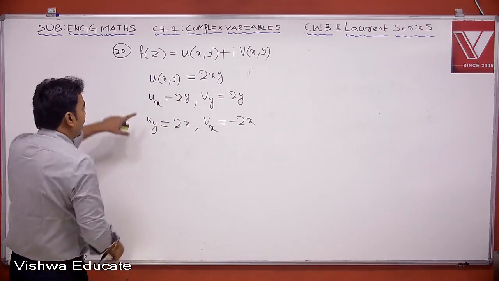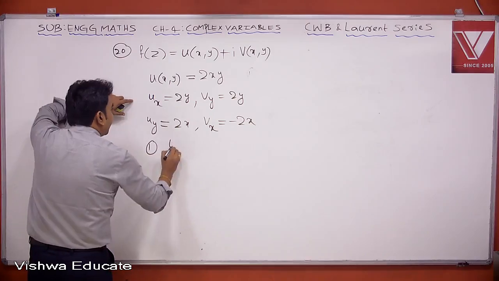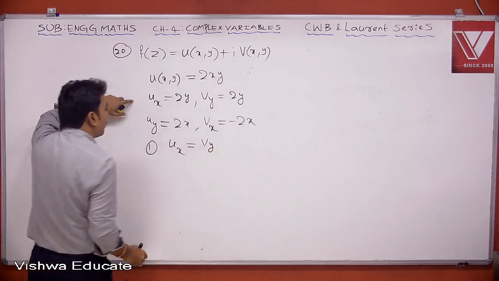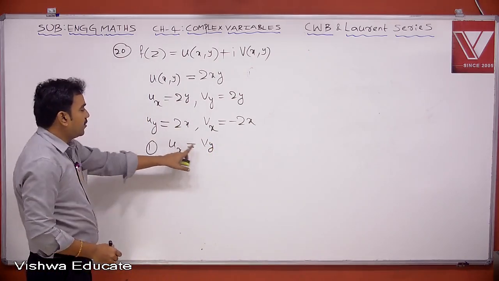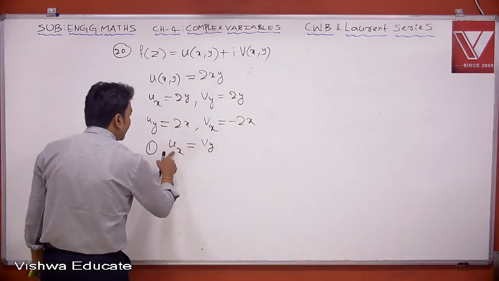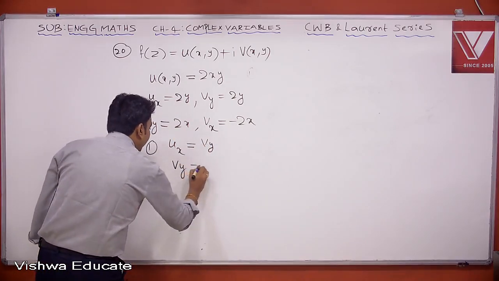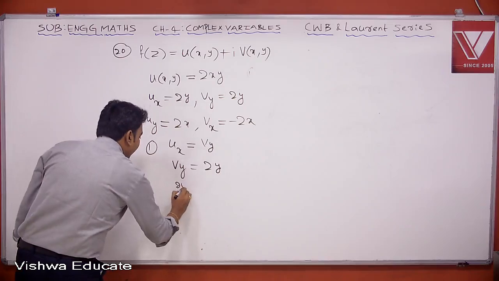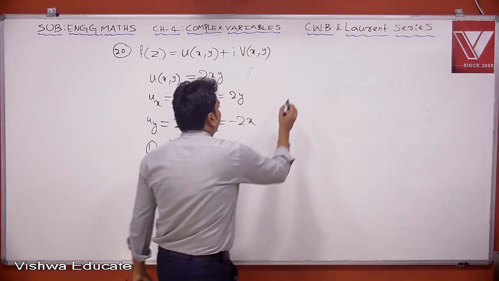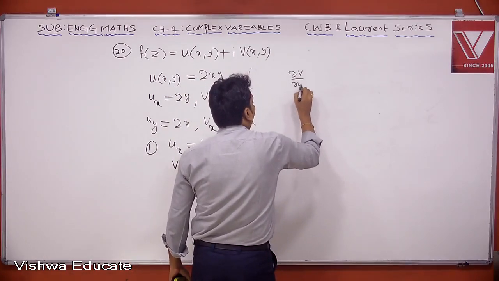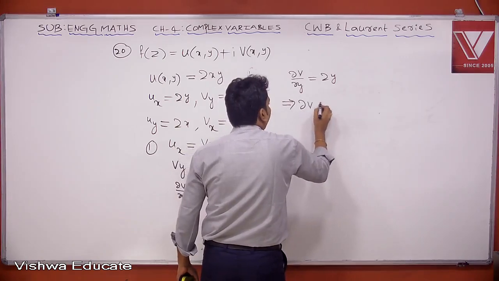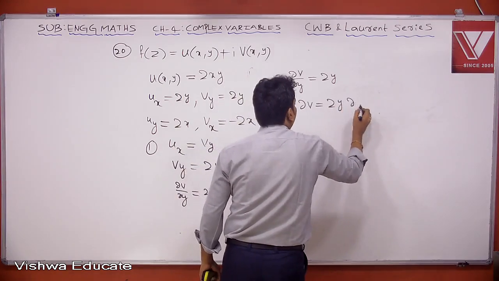Now when you look at the first CR equation, the first CR equation is ux equal to vy, right? So ux values and vy values must be equal, but I want v value. So what is ux? 2y. So vy equal to 2y, but vy means dou v by dou y. So in this case, dou v by dou y equal to 2y. So this implies dou v equal to 2y times dou y.